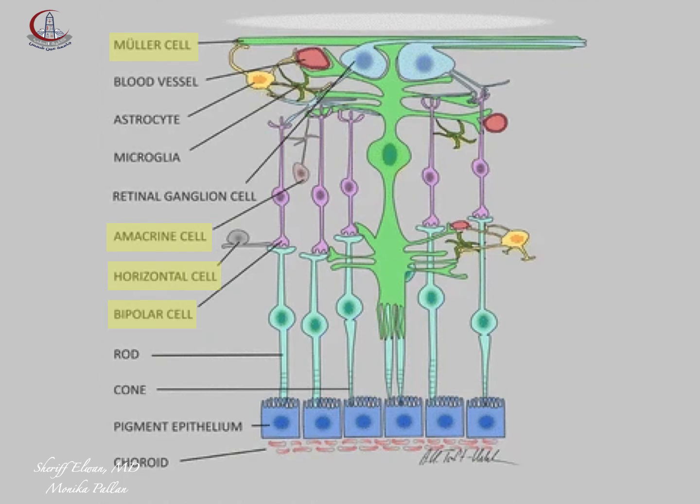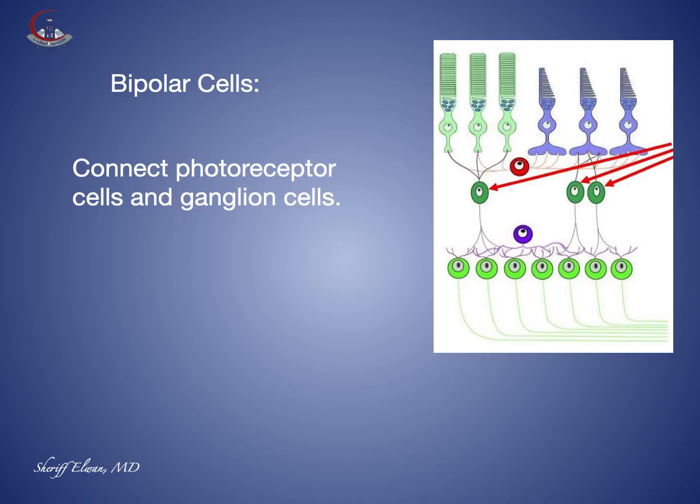Here, this is the structure of the inner nuclear layer, where we can see the Müller cells, the amacrine cells, the horizontal cells, the bipolar cells, anastomosing with the inner segment of the rods and cones. The bipolar cells, as you can see, are cells connecting the photoreceptors to the ganglion cells in the next layer.